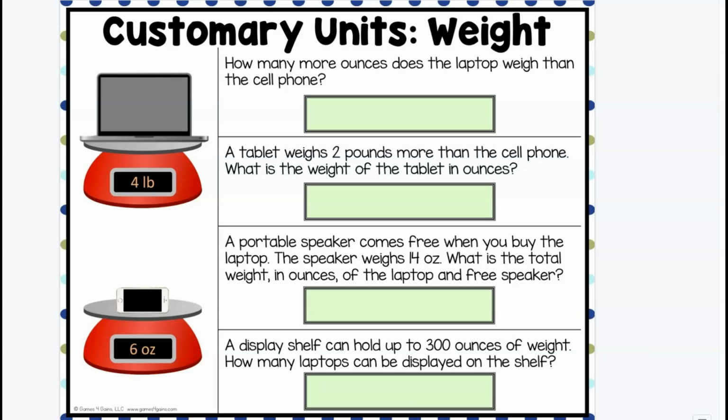So what I want you to do here is I want you to complete the other 3 word problems, and you can see in Schoology the number of the pages you have to complete in this packet of activities.